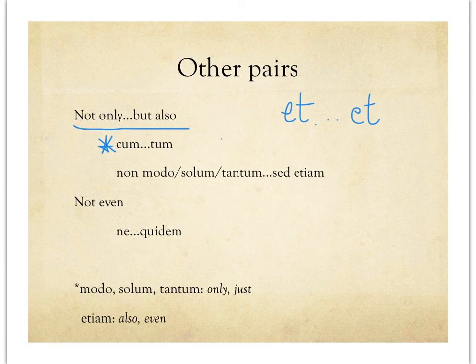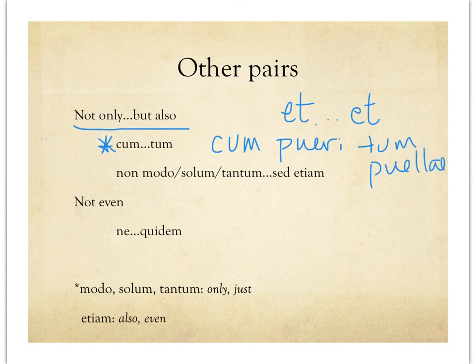So you could say, right, cum pueri, tum puellae, porcos habent. Right? Not only the boys, but also the girls have pigs. Cum pueri tum puellae.